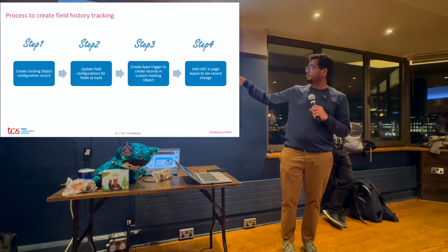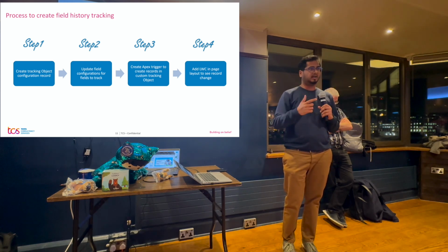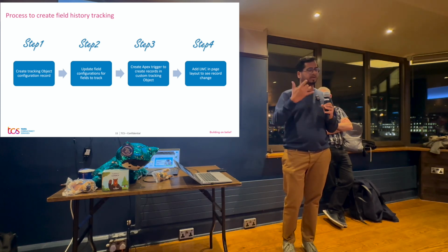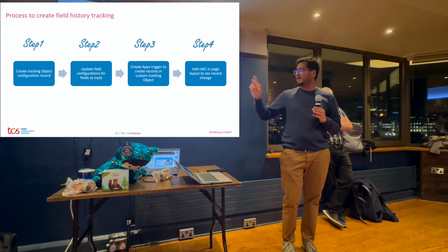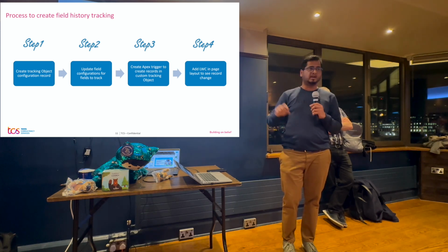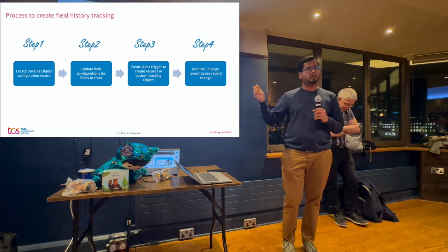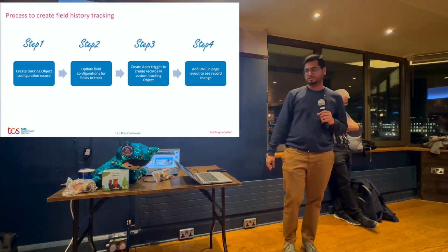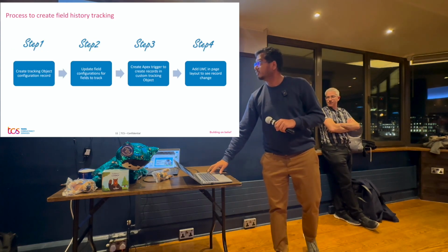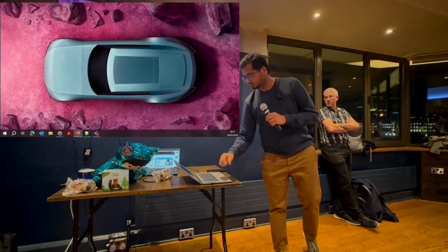And step 4 is you can add the LWC. There's an LWC component provided by Salesforce as part of this package, which you can add to your object page layout, and you can see the changes of that particular record. But that's not a mandatory step. The first 3 are mandatory steps, which you have to do if you want to track. The 4th step is for usability, if you want to see it on the record page. So I'll quickly move on to the demo.